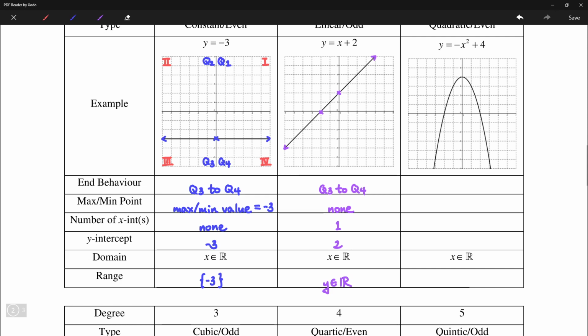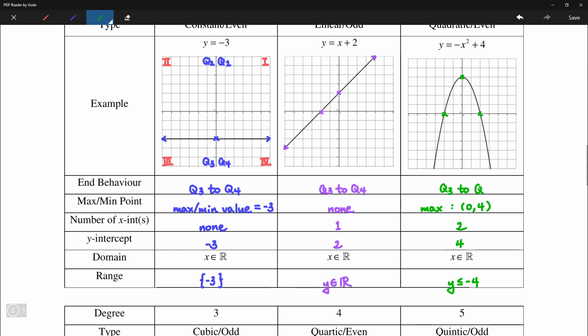All right, next up we have an upside down parabola. So y equals negative x squared plus 4. So the y-intercept is 4. And the range is y is less than or equal to -4. There are 2 x-intercepts. It has a maximum point at 0, 4. And also, its end behavior is going to be from quadrant 3 to 4. Kind of did everything backwards.